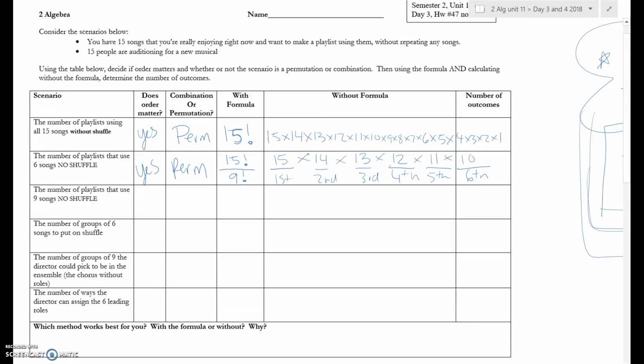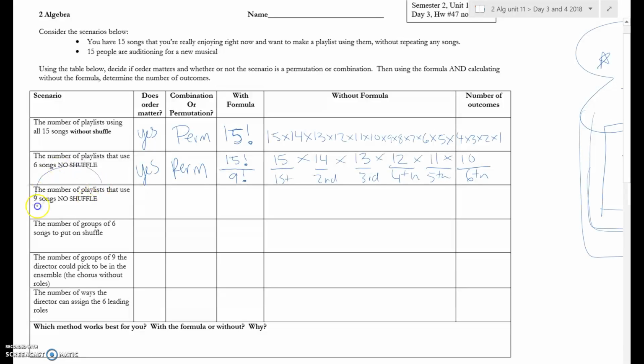Right, so this is what the calculation would look like if we were doing it without the formula. You can see how the formula takes shape, though. Here we have 15 times 14 times 13 times 12 times 11 times 10, and we've stopped at times 10 because we've divided out the 9 factorial. Right, so again, think about whether you prefer to think about it without the formula or with, but do have an idea of how to do both.